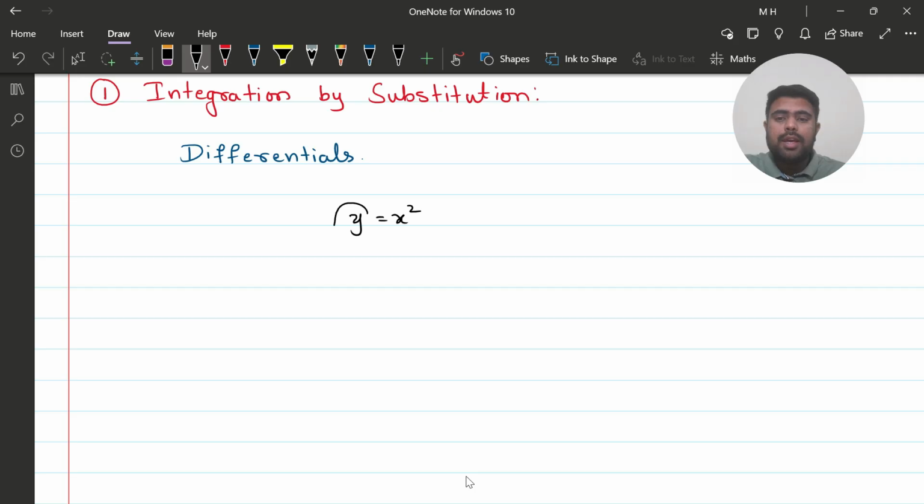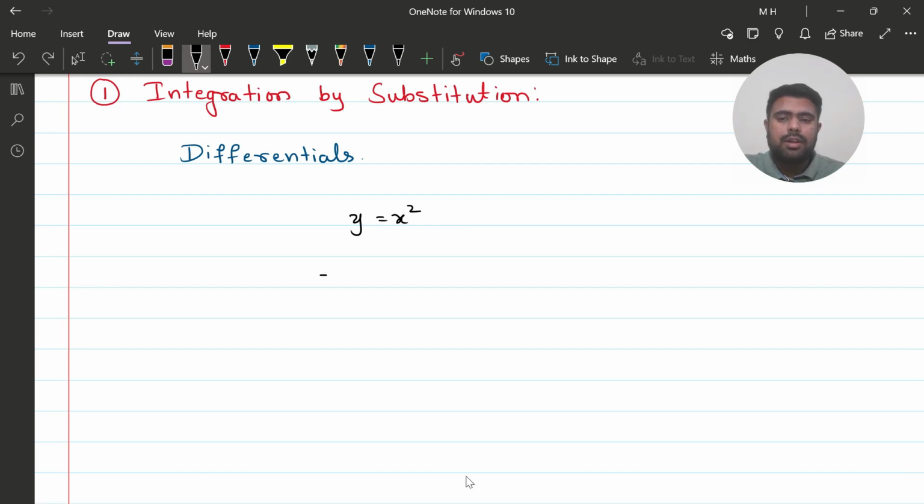If the variable is y, we will differentiate it with respect to y and write dy. If the variable is x, we will differentiate it with respect to x and write dx. If the variable is t, we will differentiate it with respect to t and write dt. You may not be understanding what I am talking about, but I will just let you know how to do this.